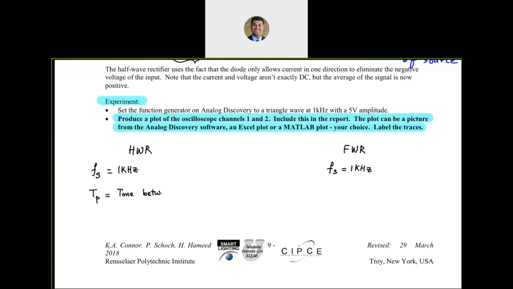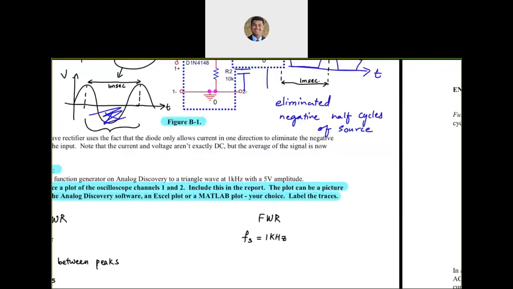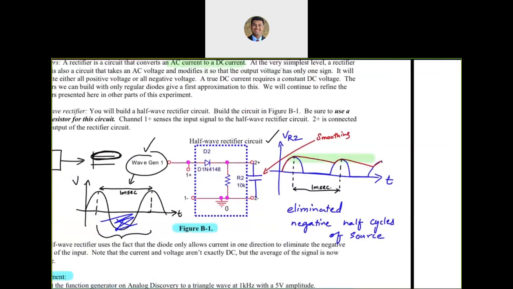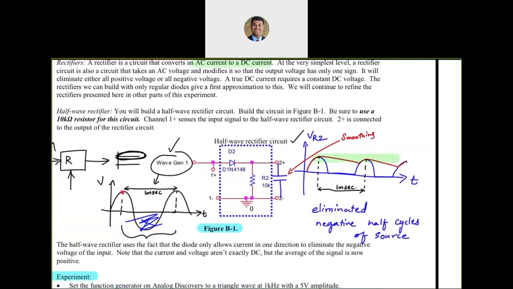between peaks, is going to be 1 millisecond here, because as you can see, whatever time period is there is going to be over there. So time between peaks is going to remain the same, 1 millisecond for the half wave rectifier.